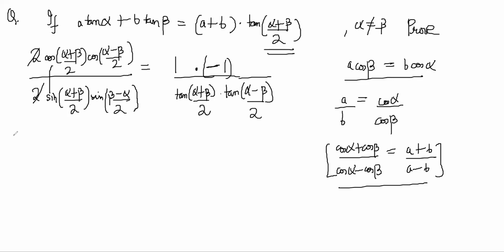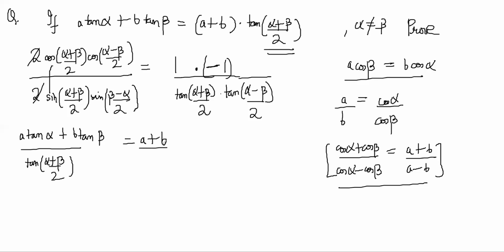So a tan alpha plus b tan beta by tan alpha plus beta by 2 is equal to a plus b, apparently. Okay, so tan alpha plus beta by 2 is a tan alpha plus b tan beta by a plus b. Hmm. But how will I get tan alpha minus beta by 2? I also need that.